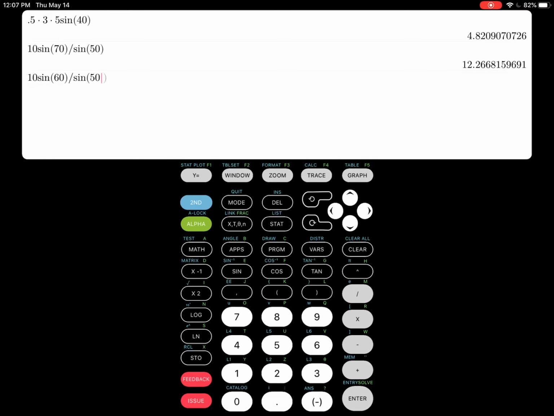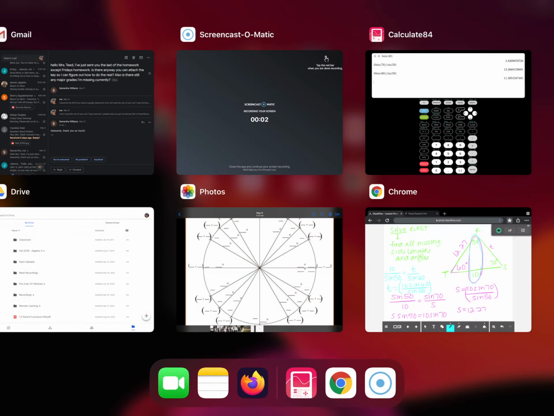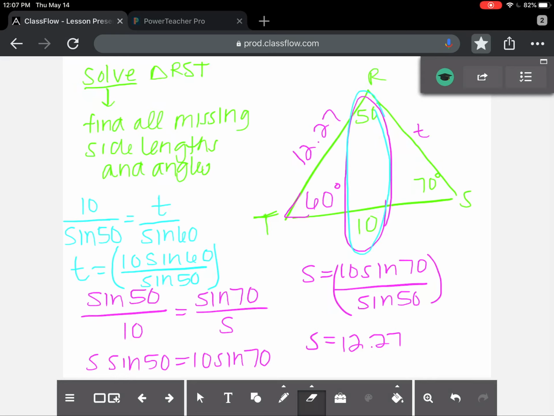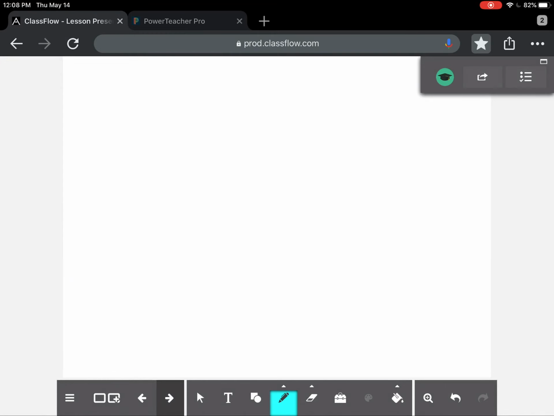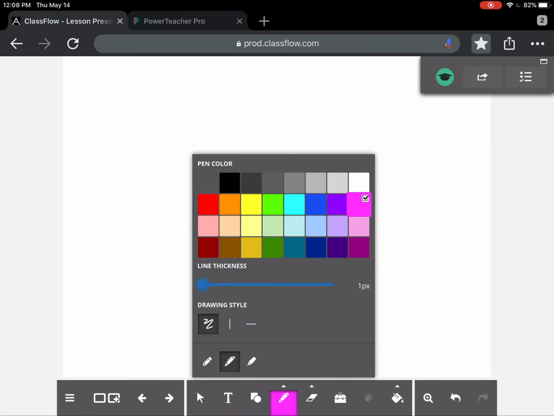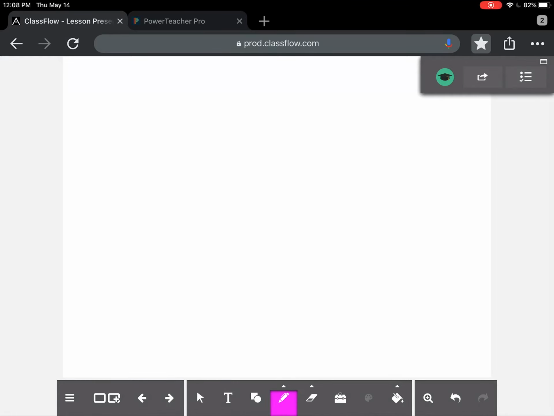In this case, I don't have to cross multiply. I can just multiply both sides by sine of 60 to get t equals 10 sine of 60 over sine of 50. Put that in my calculator, and I'll get 11.31. And my triangle is solved.